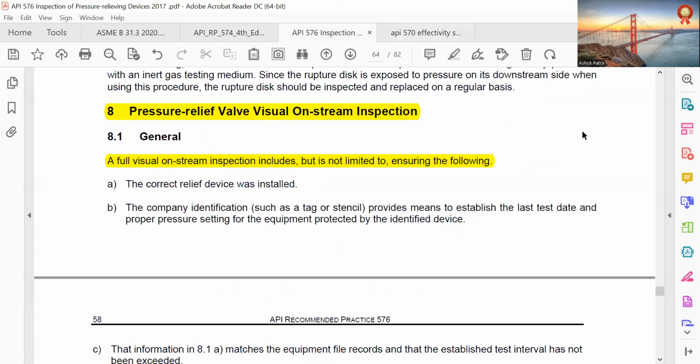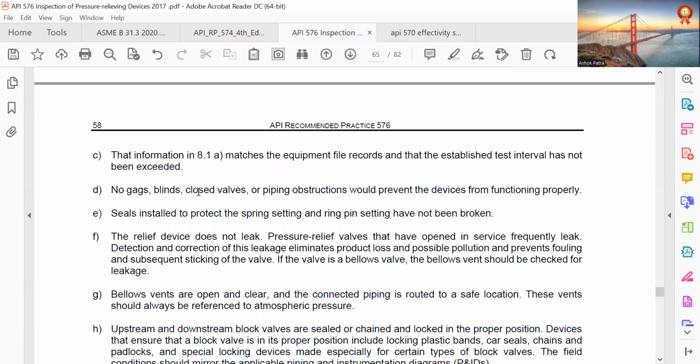Pressure relief valve visual on-stream inspection. Full visual on-stream inspection includes but is not limited to ensuring the following: the correct relief valve was installed; company identifications, tags, and stencils provided means to establish the last state; the proper pressure setting for the equipment protected by the identified device, as informed in 8.1, matches the equipment file records; and the established test intervals have not been exceeded.